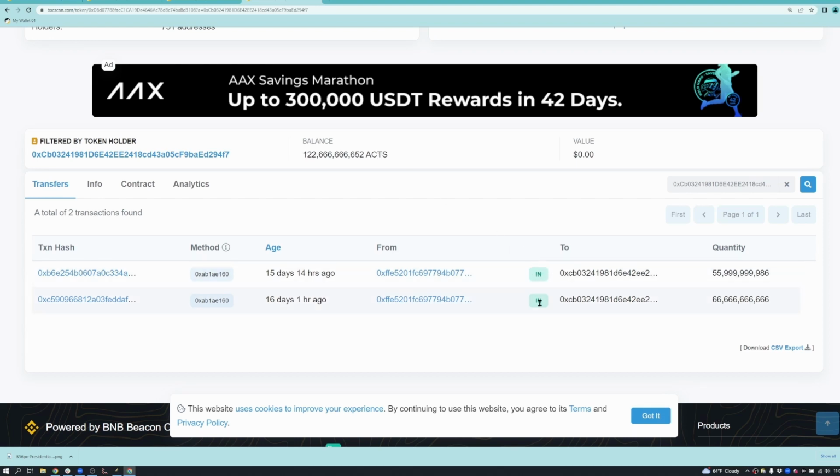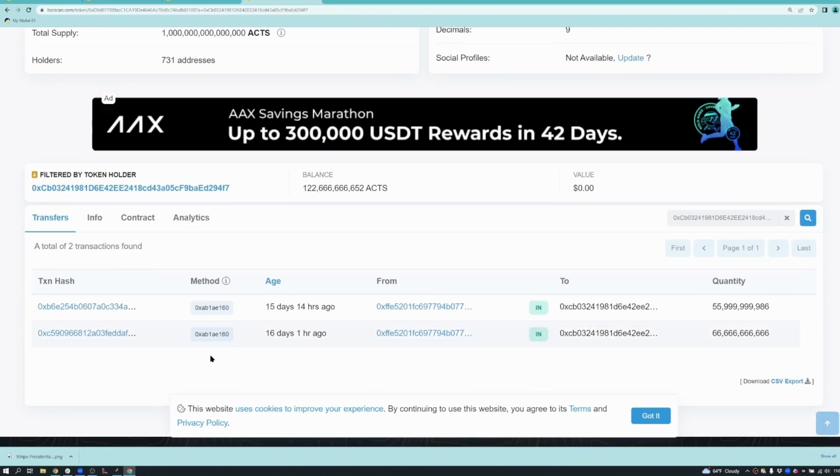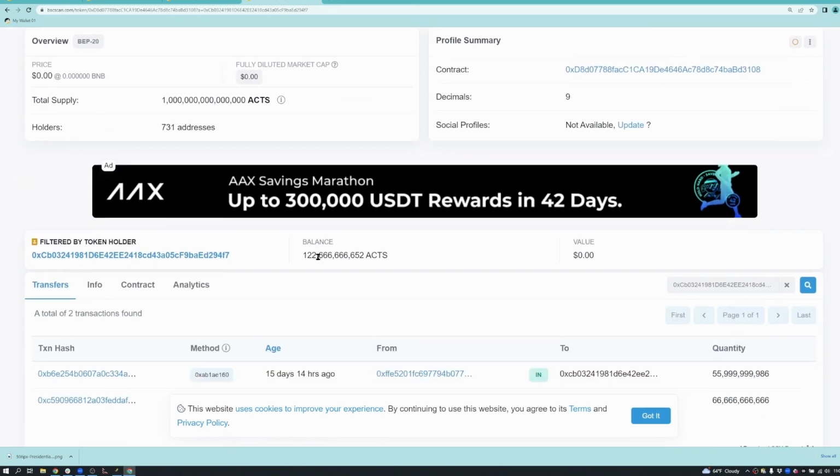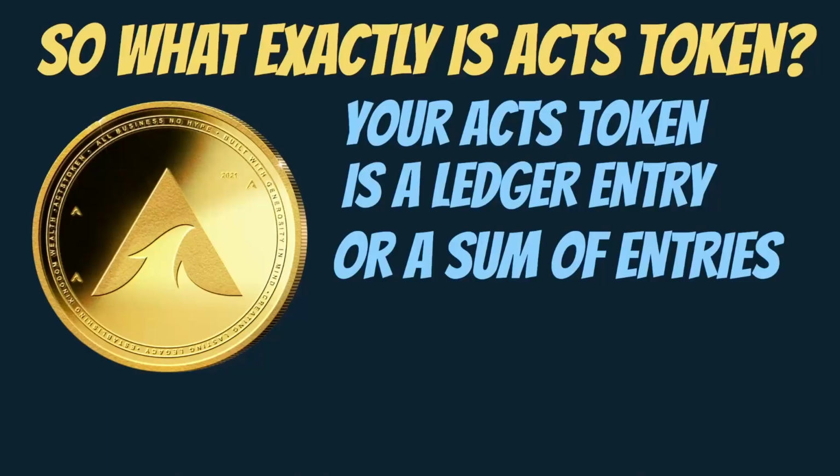So as you can see here, in, plus, their ownership is 2 ledger entries, 2 transaction hashes, one for 66 billion, one for 55 billion, for a total of 122 billion tokens for this wallet holder. So again, proof of ownership are multiple transaction hashes that add up or sum to 122 billion AX tokens. So that's how you own. AX token is literally a ledger entry or a sum of ledger entries, okay?